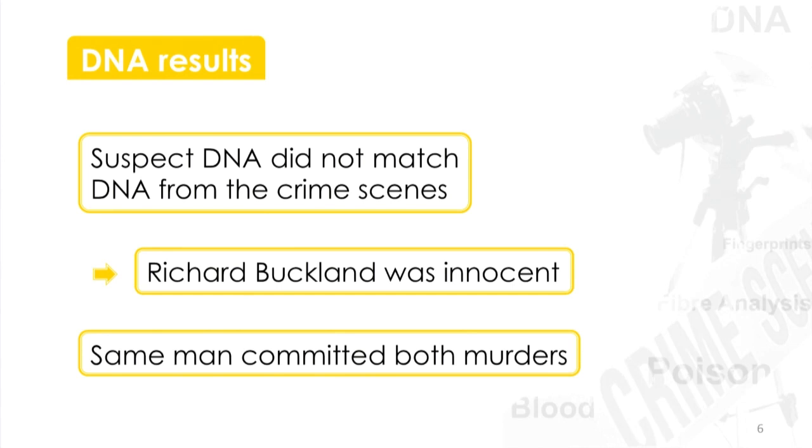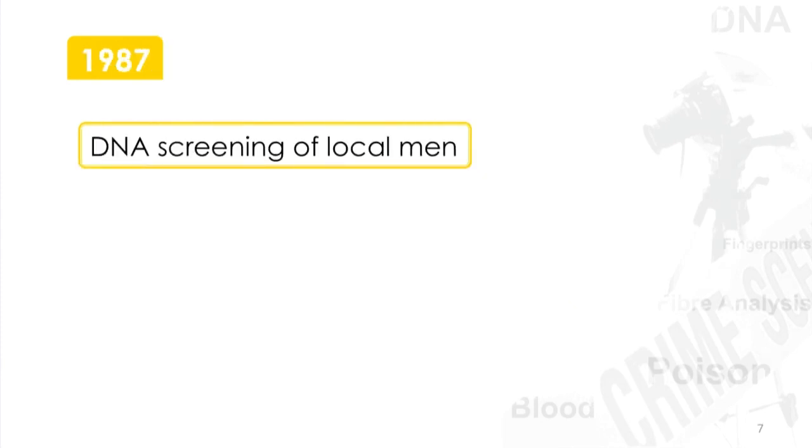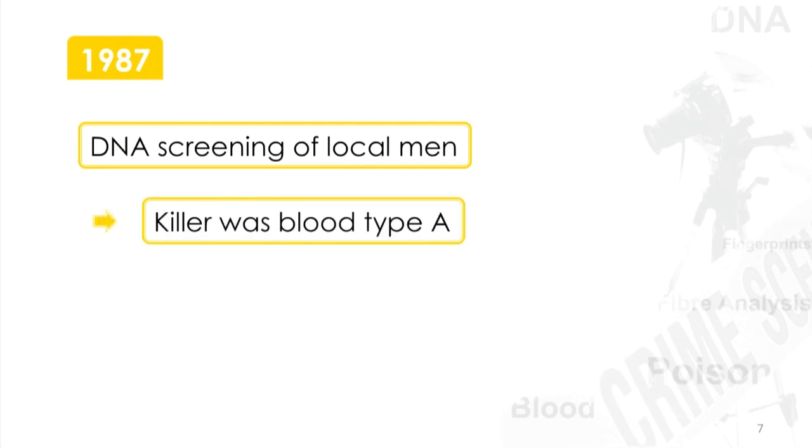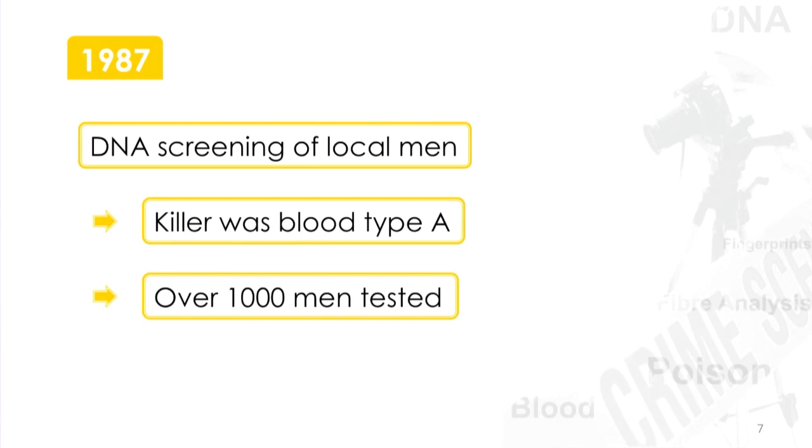Well, in an investigation a little reminiscent of the Griffiths case back from the 1940s, which we'll talk about in another lecture, the local police decided to do DNA screening of all men in that area. So they're assuming that the murderer was a local man. But they were able to narrow down the search because they knew that the killer was blood type A. So they only had to do DNA screening of everyone with blood type A. And that added up to over 1,000 men. And in all those samples, there were no matches at all.